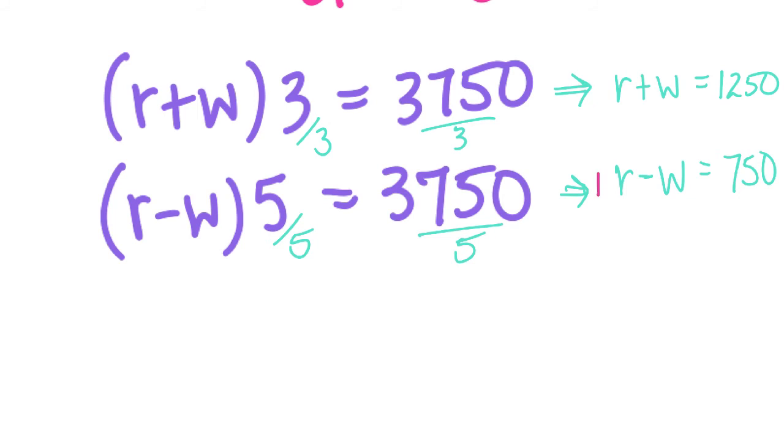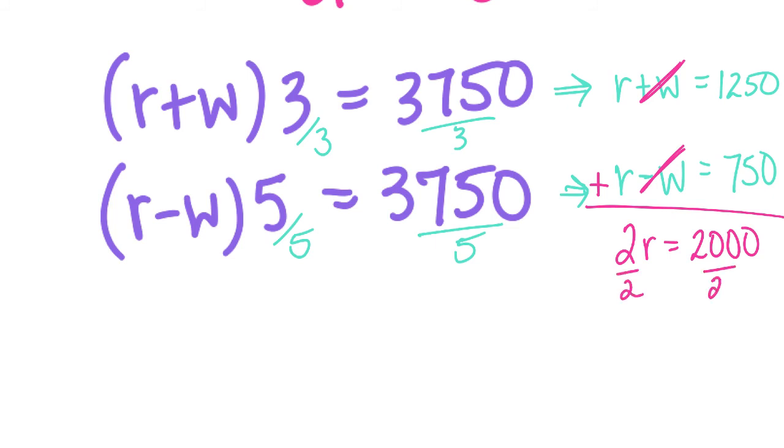So when I actually do add down, remember we can just eliminate. The w and the negative w can cancel out. And we have 2r is equal to, well, that's going to be 2,000, right? Yes, and when I divide each side by 2, I know the rate of the airplane is 1,000 kilometers per hour.